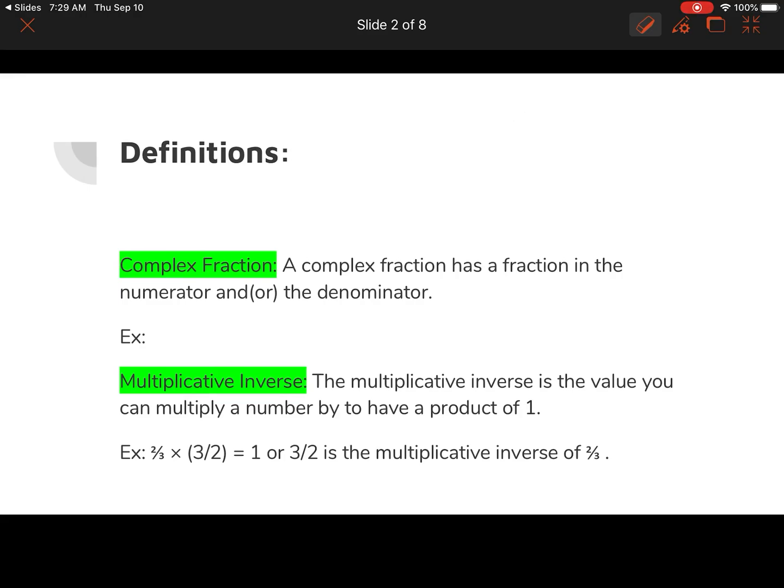All right. The second definition is that of the multiplicative inverse. A multiplicative inverse is the value you can multiply a number by to have a product of 1. For example, we could multiply 2/3 by 3/2 to equal 1, so 3/2 is the multiplicative inverse of 2/3. We could also look at something like 5. Well, 5 times 1/5 is equal to 1, so 1/5 is the multiplicative inverse of 5.